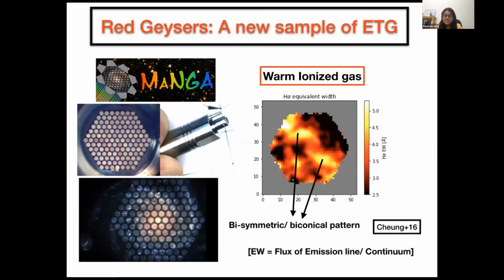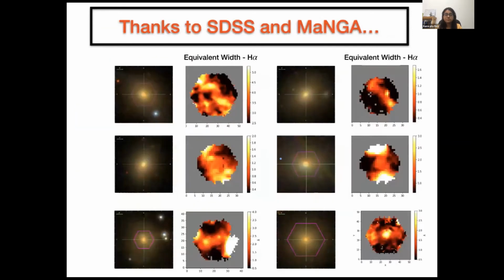And you see this bisymmetric or biconical feature, which looks like a geyser or a fountain from the center. So that's why the name red geyser. And we have many examples of this in MaNGA. All of them show this bisymmetric or extended biconical feature in their ionized gas map. But if you look at the optical image taken from SDSS, you can see that all of them are perfectly spheroidal. They do not show any peculiarity in them.